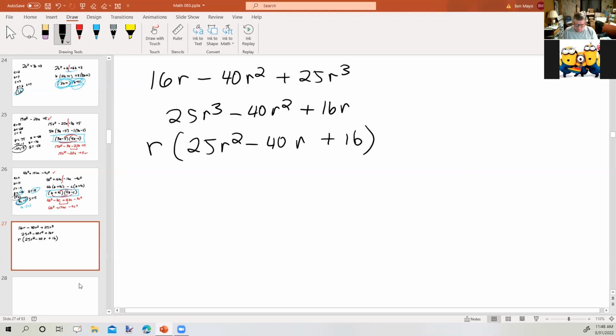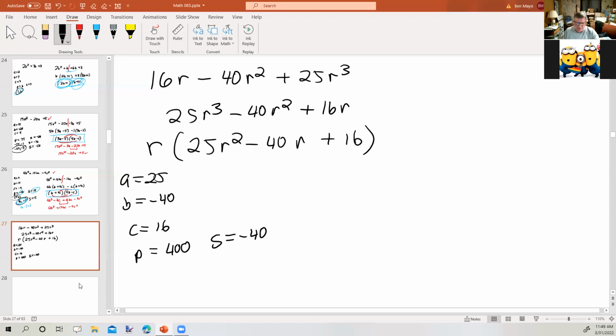Well, let's see if we're done. The trinomial inside might be factorable further. If it is, a would be 25, b is negative 40, and c is 16. The product, 25 times 16, is 400. The sum is negative 40. All right. So I'm looking for a pair of numbers whose product is 400 and whose sum is negative 40.